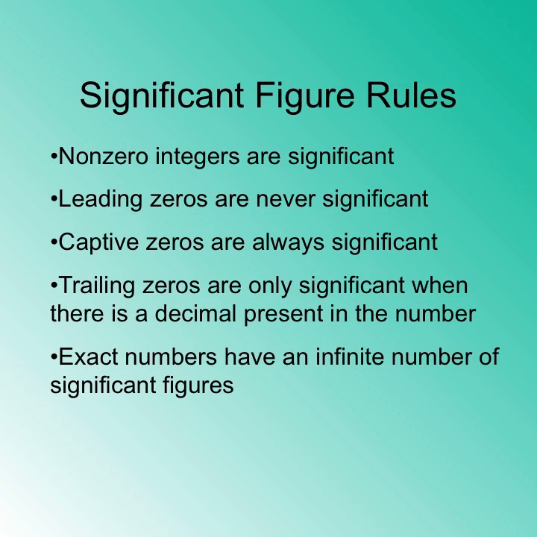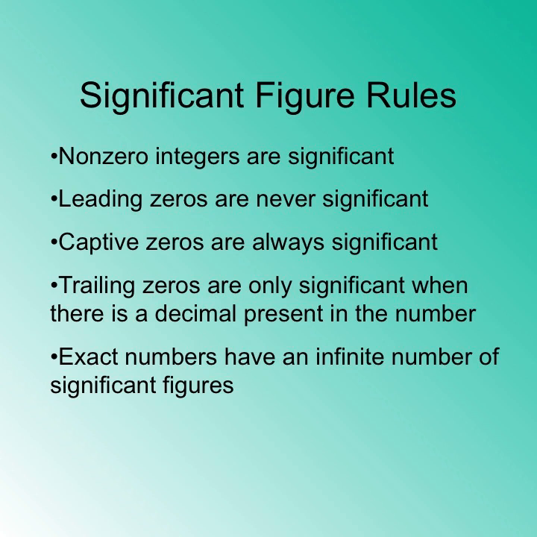So we have three classifications of zeros. We have leading zeros, captive zeros, and trailing zeros, and each of them has its own rule for determining significance. Leading zeros are never significant. They are known typically by mathematicians as placeholders. An example would be 0.01. There are two leading zeros in that number. There's one non-zero integer. Therefore, in that number, 0.01, there is only one significant figure.